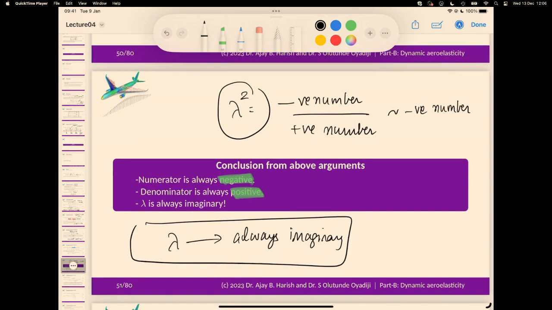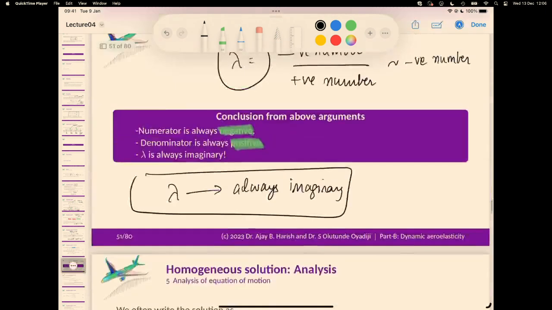Yeah, true. So it's always imaginary, right? Because you have the i. You're absolutely correct. So we are saying that our lambda, which we call the natural frequency, is always imaginary. Right? Doesn't sound correct, but we'll try to understand why it is imaginary as we go next. Any questions so far?